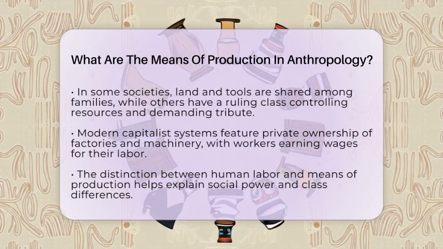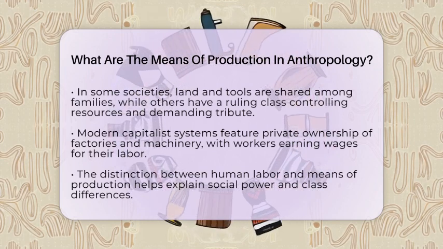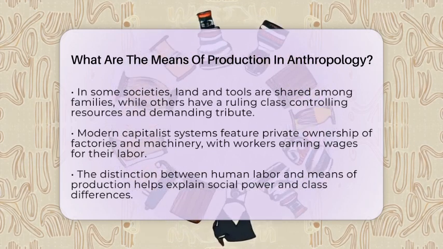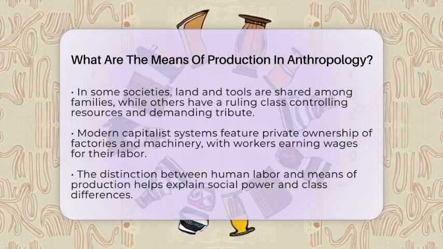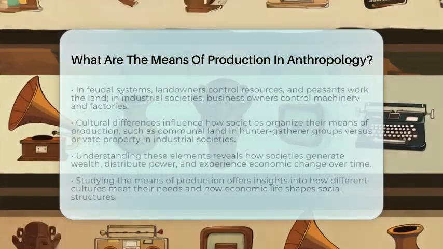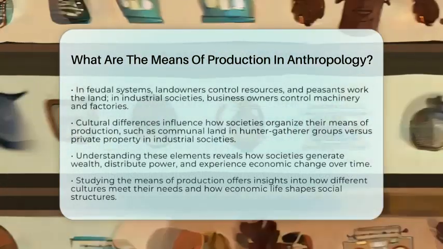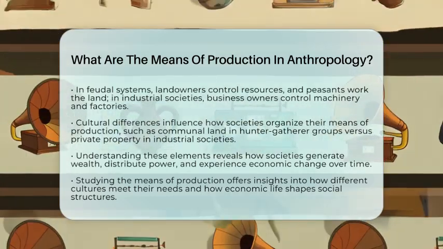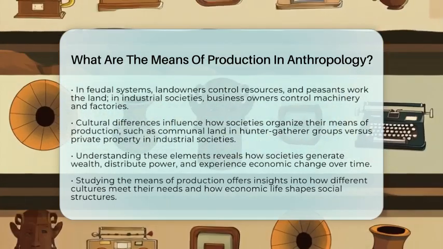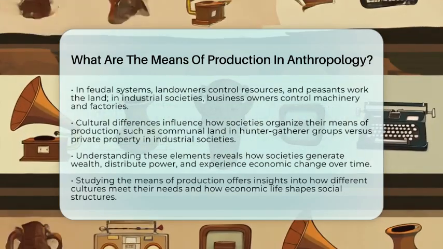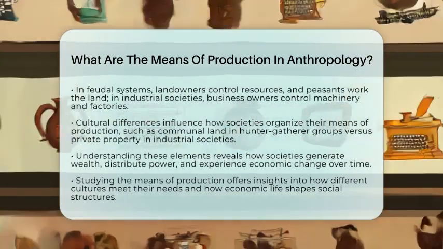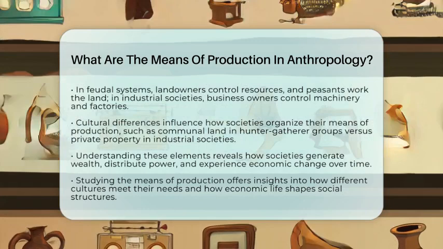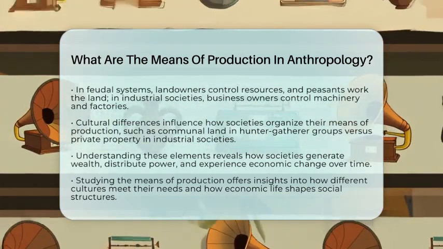Cultural differences shape how societies organize their means of production. Hunter-gatherer groups rely on simple tools and shared land, with little private ownership. Agricultural societies might have communal land or land controlled by a chief. Industrial societies use complex machinery, factories, and private property systems. These differences influence how wealth is created and shared.